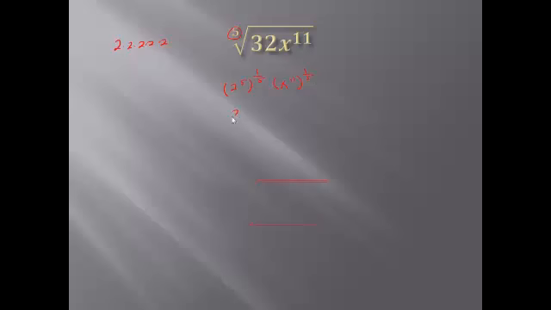So 2 to the 5th power raised to the 1/5 power is 5 over 5. X to the 11th raised to the 1/5 power is 11 over 5. That simplifies. 5 over 5 simplifies to be 1, so that's just 2 to the first power. X to the 11th over 5. I'm going to leave that as 11 over 5. And let that be it.